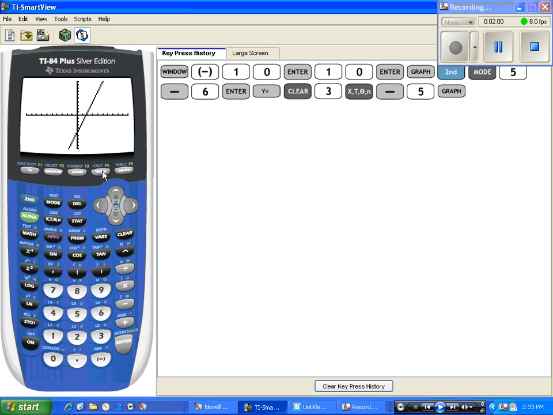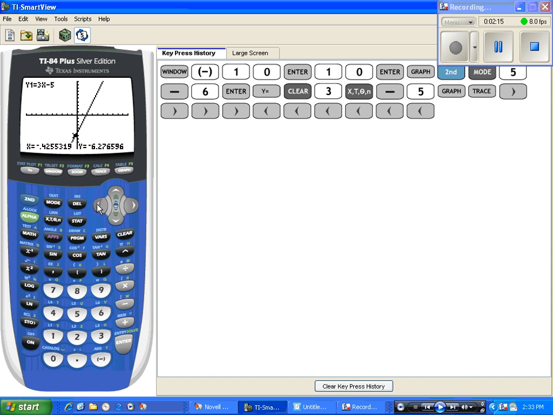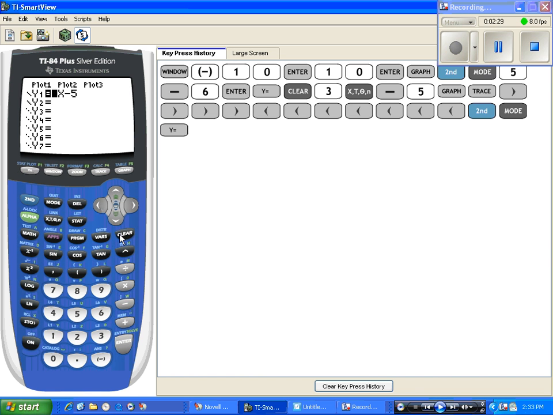If you press trace while we're here, we get x and y coordinates of various points on the function. Get this little spider here. If you press either left or right, that spider crawls along the graph, giving us coordinates of various points on the graph. To leave this, we can press second quit, and we're back on our home screen. To erase that function, we can go back to y equal and hit clear.